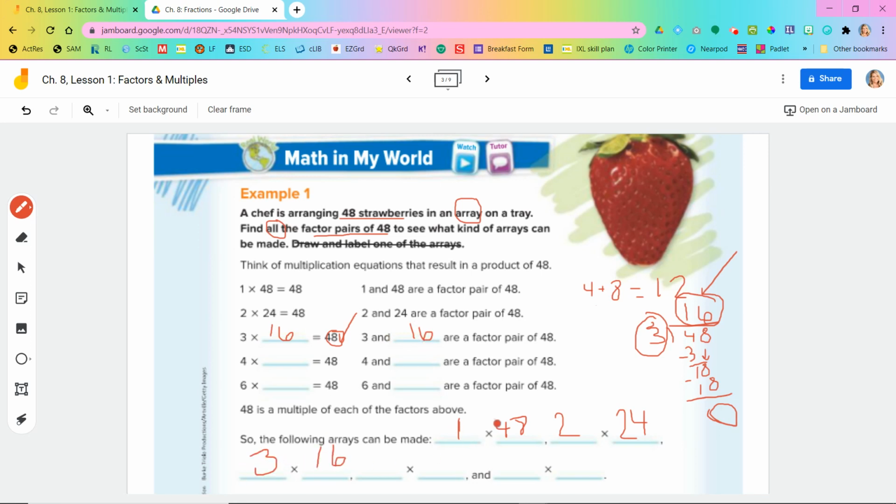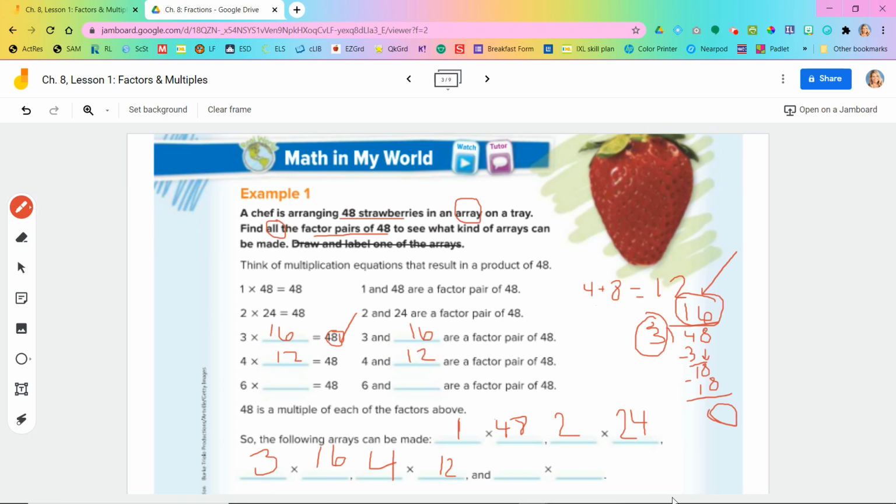So I checked 1 times 48. I checked 2, 48 was even, so it did work. I checked 3. Now let's look at 4. So after 3, I'm going to move to 4. We know that 4 will work because 4 times 12 will give me 48. That's one of our basic facts.